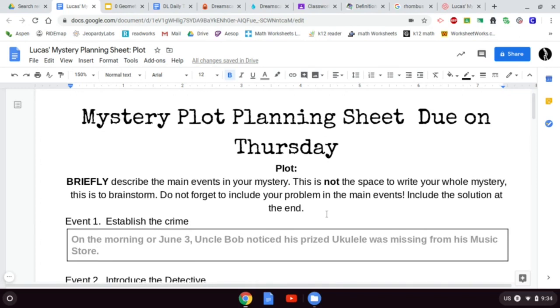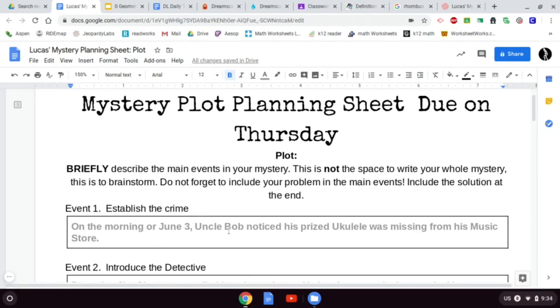So the first event in any good mystery is you have to establish the crime. What happened? On the morning of June 3rd, Uncle Bob noticed his prize ukulele was missing from his music store. That's enough of a crime. We have the date. We know where it occurred. We know what the crime is. We'll expand on that when we actually write the mystery.